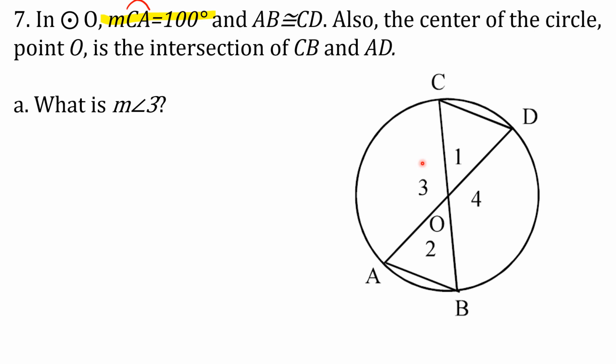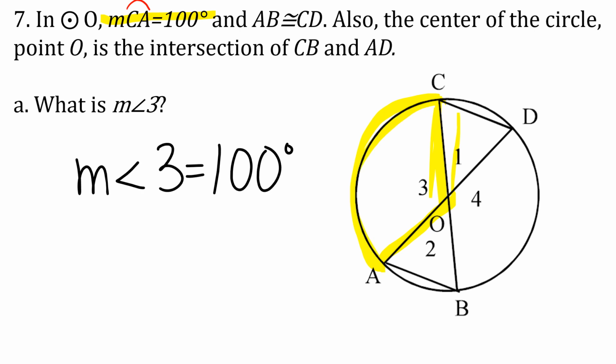All right, so that chunk of the pizza, think of this as like a piece of pizza. So here's the crust. Whoop, sorry, that went off the rails a little bit. Let me try that again. All right, so there's our piece of pizza. Okay, so they told us that that piece of pizza is 100 degrees. Well, that's the same thing as the angle 3, that they're in the same spot. So angle 3 is 100 degrees. Super simple.